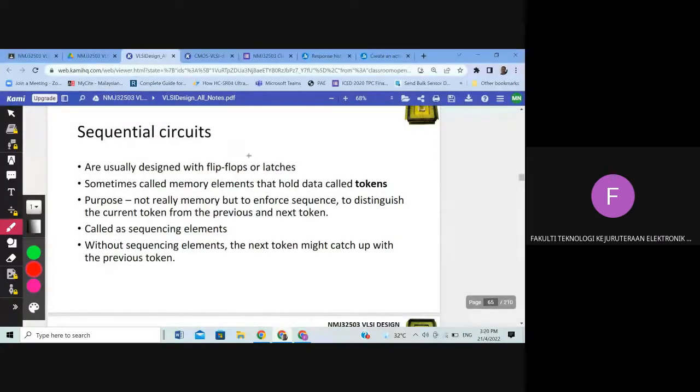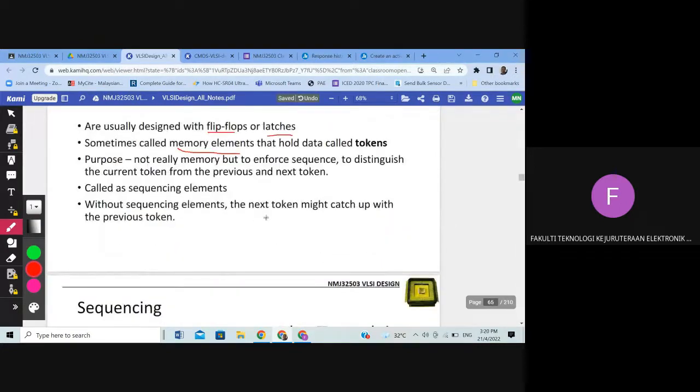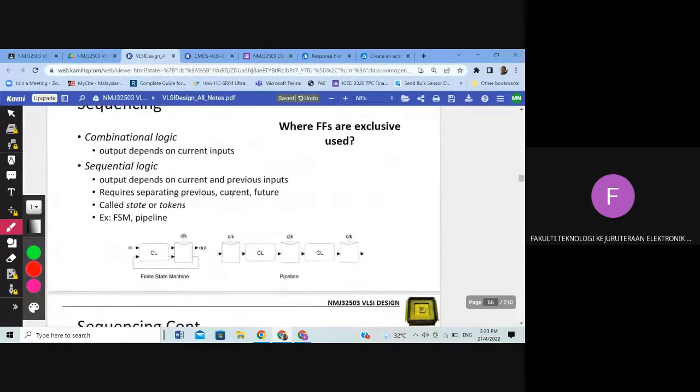A sequential circuit normally comprises either flip-flops or latches. We have a combinational circuit normally combined with a flip-flop element. Combining them together, we call it a sequential circuit. Sometimes it is called a memory element that holds data. We already discussed this. And here we can see examples of sequential circuits: finite state machine and pipeline.